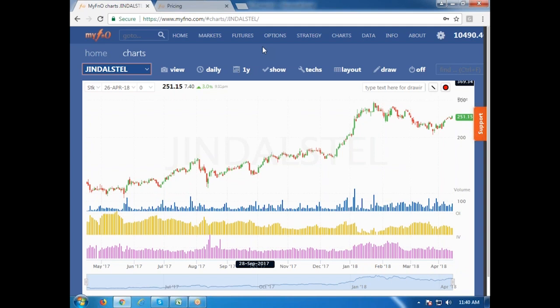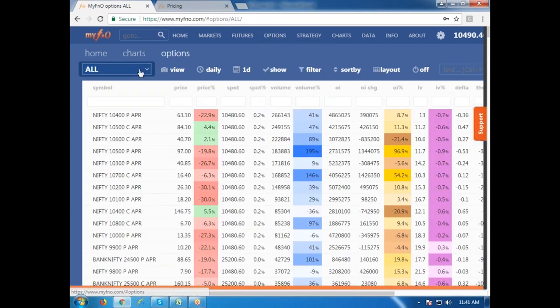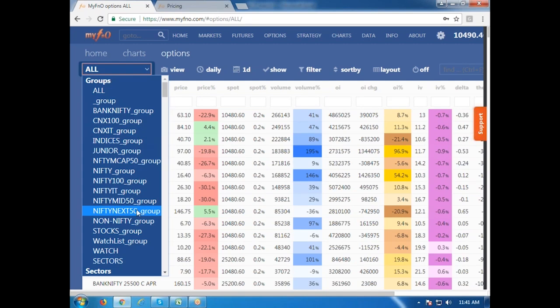Another is this option screen that I use. This is also available there. You go for stocks group.